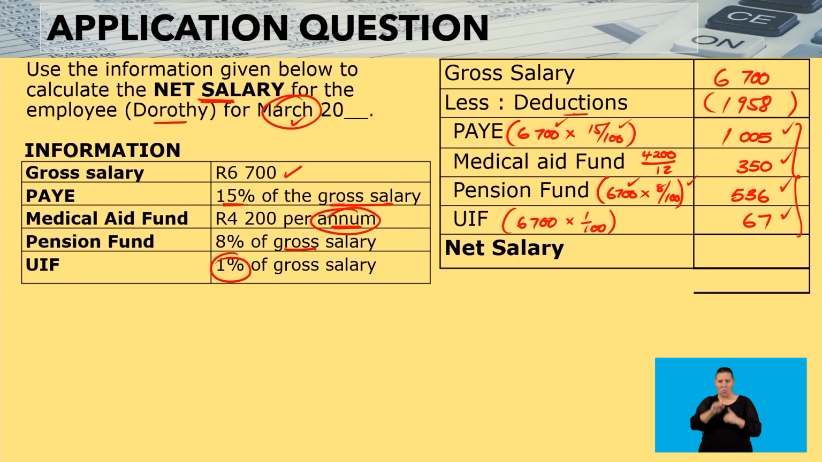That is deductions. So you say 6,700 minus 1,958. You will then get 4,742. That forms your net salary. It is very important that you understand that when you are given gross salary, you have to subtract deductions for you to arrive at your net salary.